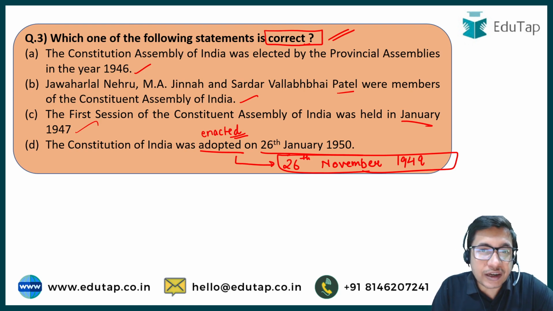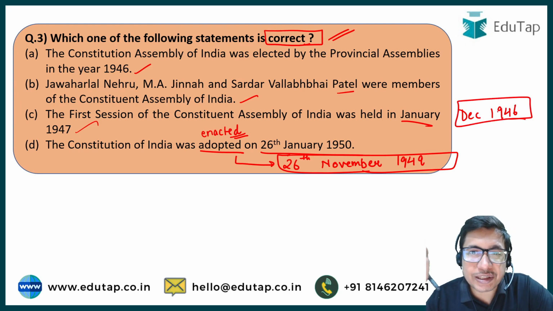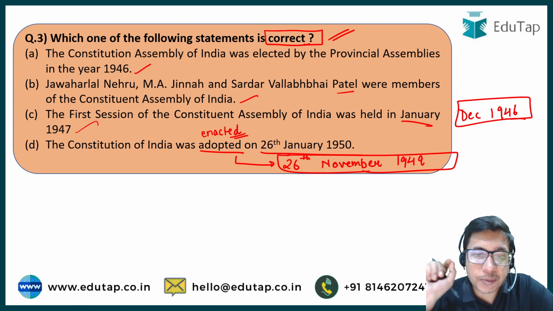Okay, the first session of the Constituent Assembly was not held in January 1947, it was held in December 1946. So the first session was held in December 1946. Option B, why is it wrong?